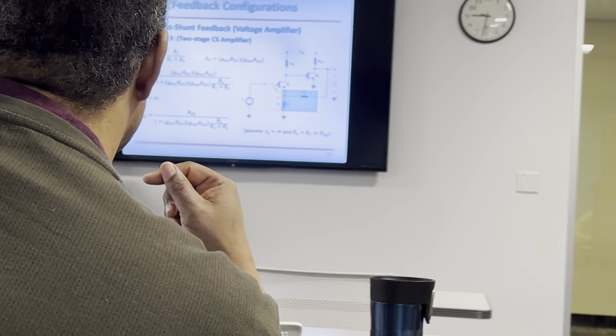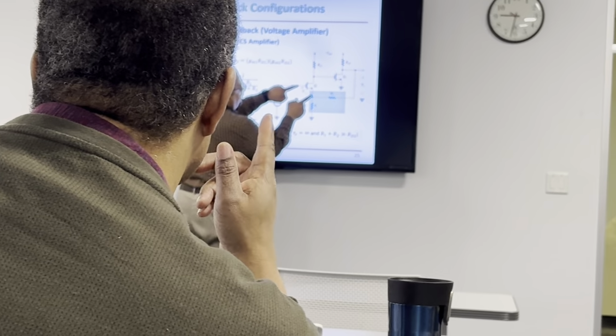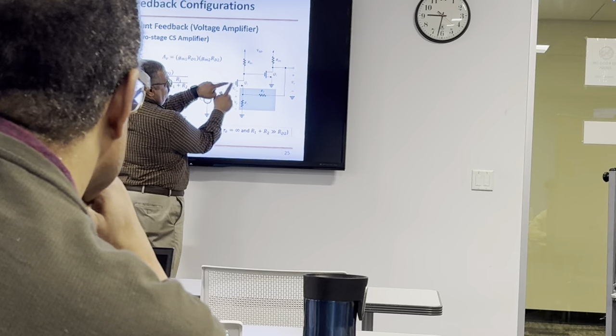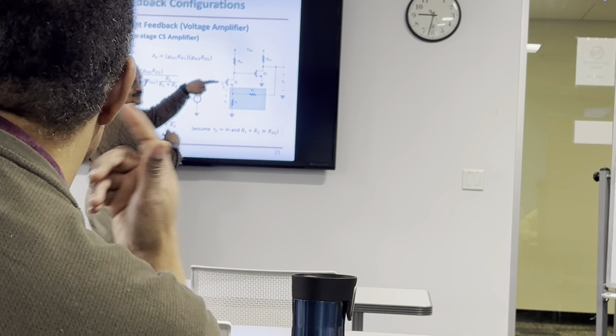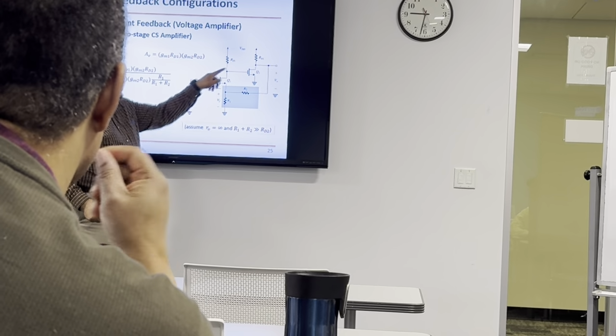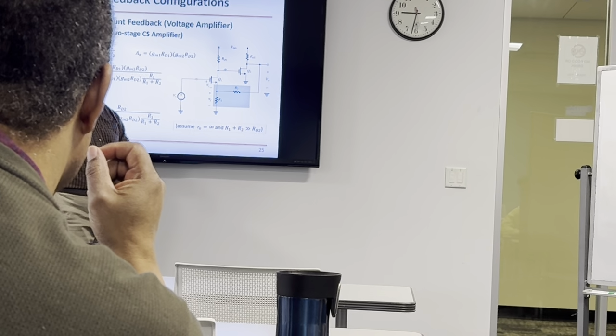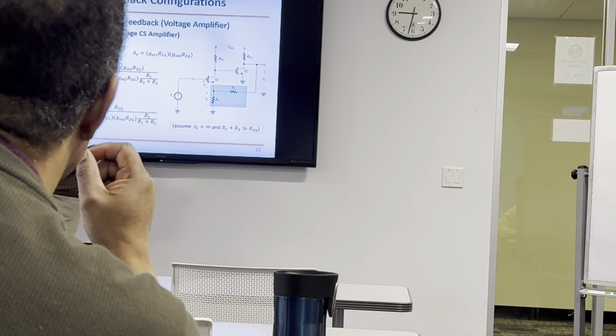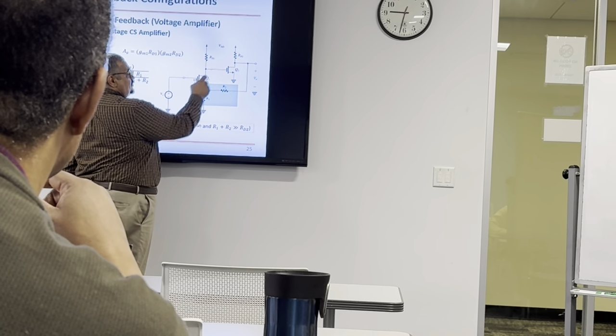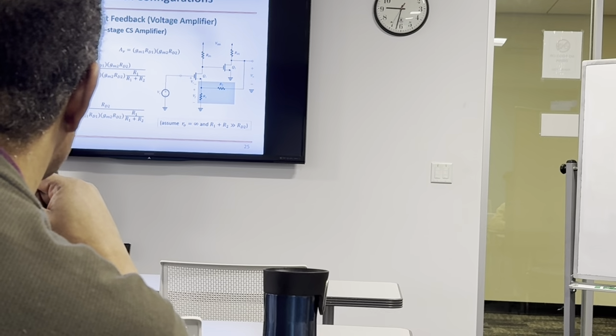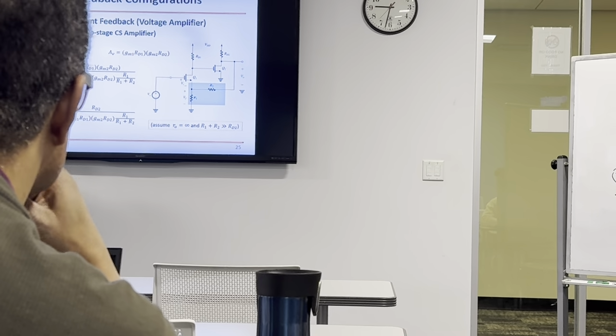Vi is the input to the transistor. Exactly, what is it? VGS. VGS is the voltage that gives you the output. Remember, if you draw the equivalent circuit, the output depends on VGS, which is Vi.